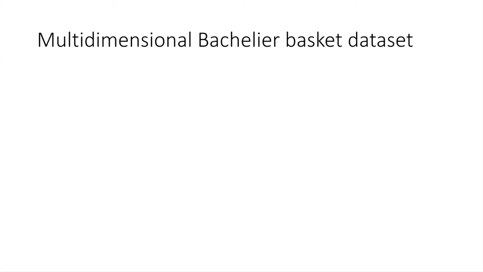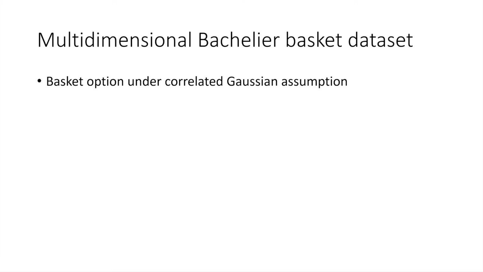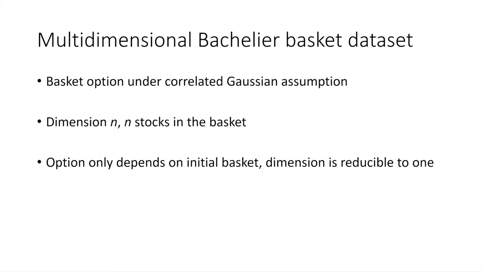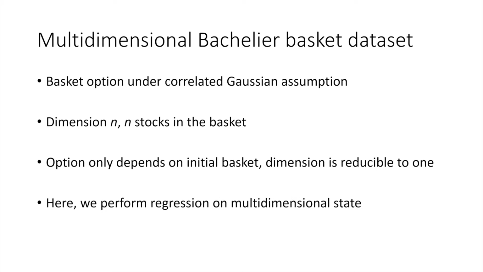Black Scholes is a very basic example in dimension 1. As an equally simple example in higher dimension, consider a basket option in the correlated Gaussian Bachelier model. The dimension n is the number of stocks in the basket. And we know that under the Gaussian assumption, the option really only depends on the initial basket, irrespective of single stock prices. So this is really a problem in dimension 1. But here we purposely perform regression on the multidimensional state to see how regression scales in higher dimension. We use 1,000 randomly sampled examples.